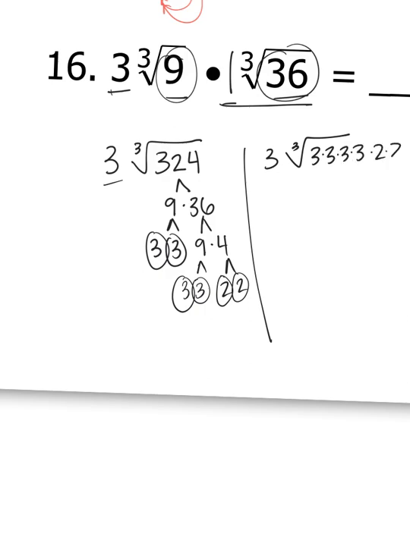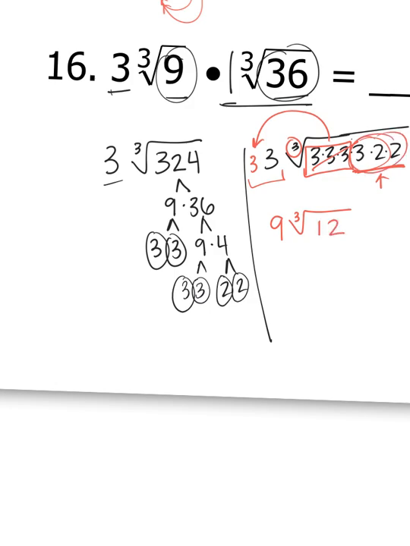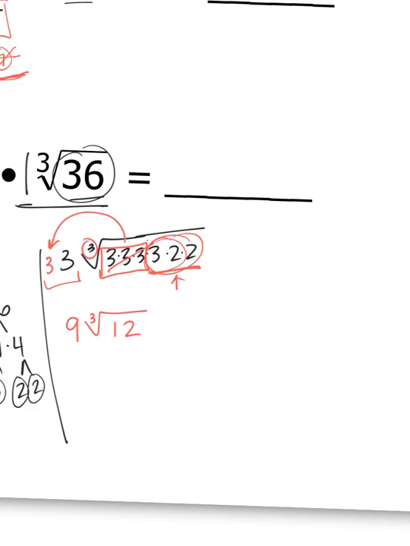and two 2s. My index is telling me I need groups of 3. So since I have one here, I can take one of these numbers out. And then I don't have any more 3 of a kinds inside. So on the outside, I've got 3 times 3, so that's 9. And then I've got the cubed root of the leftovers on the inside. Let's multiply these back together. 3 times 2 is 6, times 2 again is 12. So for my full answer, I've got 9 times the cubed root of 12.